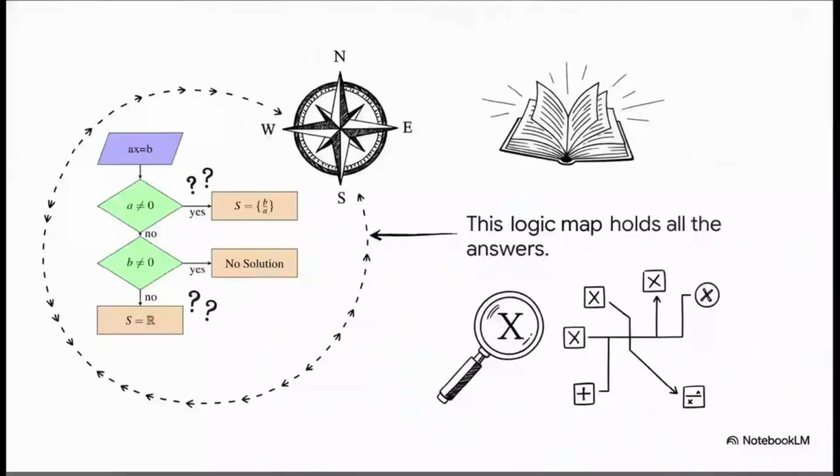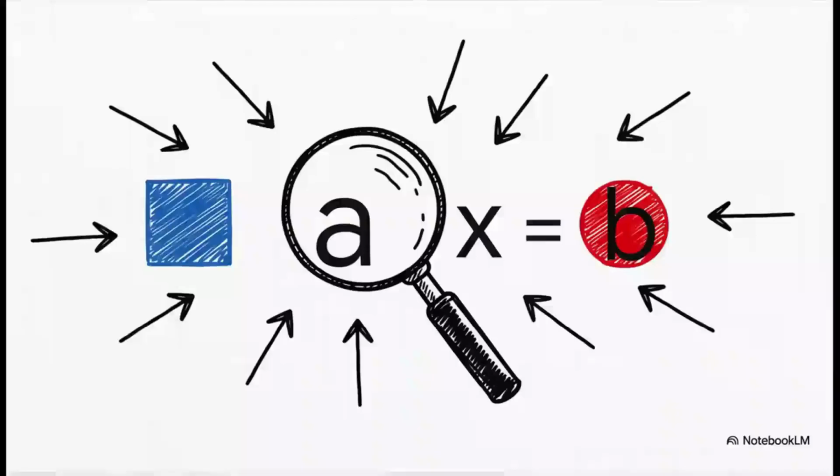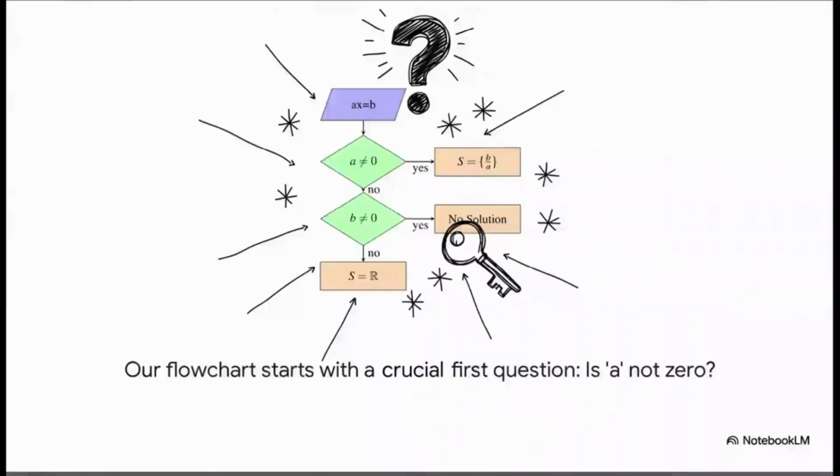And this right here, this logic map, is going to be our guide through this whole thing. It literally holds every single possible answer. It's kind of like one of those choose your own adventure books, but for math. It makes sure we ask the right questions at the right time to get to the real truth. Okay, so just to make sure we're all on the same page, our mission today is to find x in the equation ax equals b. A and b could be any numbers, and our job, together, is to figure out what x has to be.